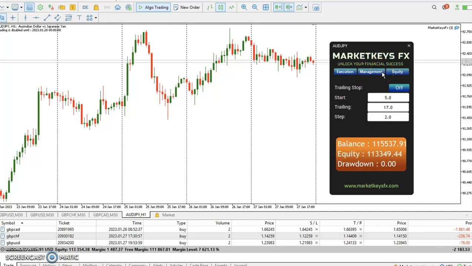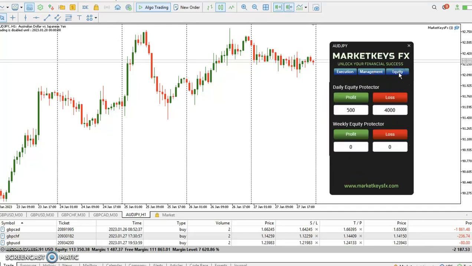On the management part, you can see where you have the trailing stop. It's very simple, because sometimes you have to step away from your computer. Maybe you have a job and you have to go to work, so you just place your trades, let your computer stay on, or use a VPS and just have this running so that the trailing stop can kick in and manage your trades for you. It'll also display your balance, your equity, your drawdown, and stuff like that.